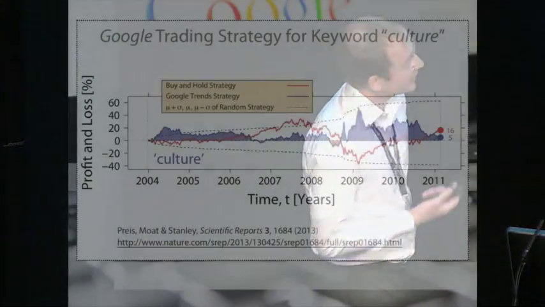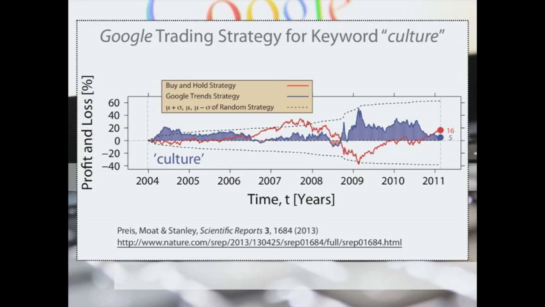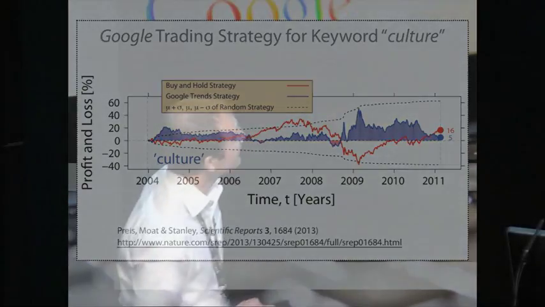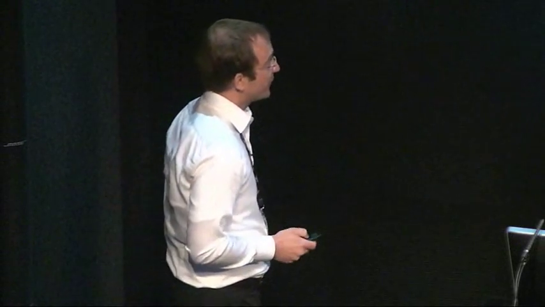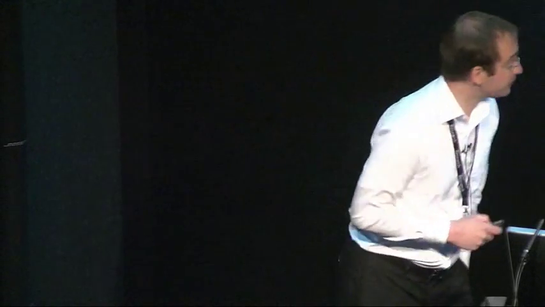So if we do this on an ongoing basis from the start of the database in 2004 on a weekly basis, then you see in blue what would have happened if you applied this strategy based on a term, and the term is culture. So we looked at how often people have Googled for culture week by week. If there were more searches for culture, we sold the market. If there were fewer searches for culture, then we bought the market.